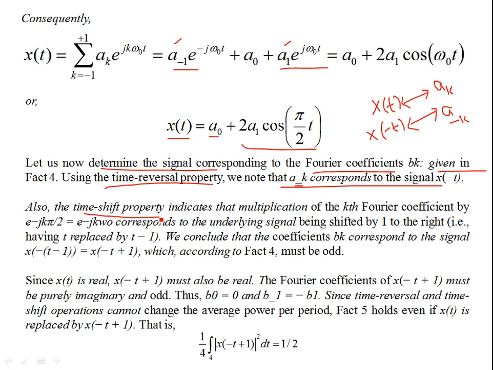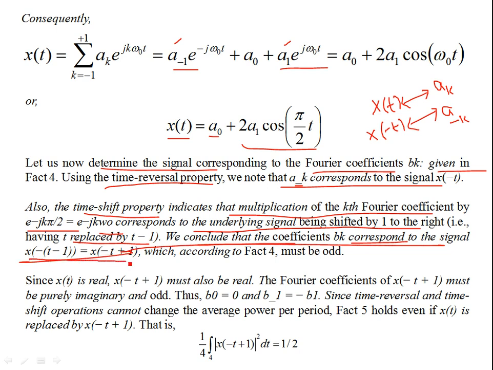Also the time shift property indicates that the multiplication of the kth Fourier coefficient by e^{-jk pi/2}, which is e^{-jk omega naught}, corresponds to the underlying signal being shifted by 1 to the right. So e^{-jk pi/2}, the period is 4, T naught is 1, you can see over here. It simply means that the signal is shifted by 1. So having t replaced by t minus 1, we conclude that the coefficients b_k correspond to the signal x(-t-1), x(-t).